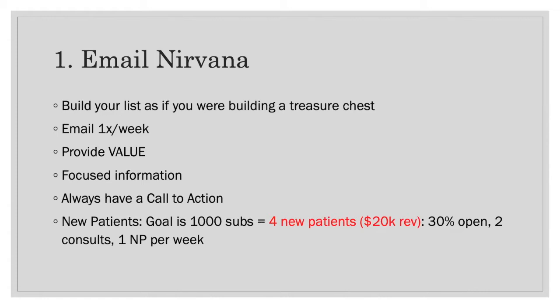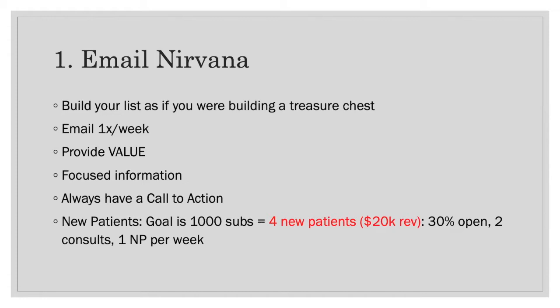Now what can we expect from this? Well, if we have about 1,000 subscribers, 1,000 people on our email list, and we email them every single week consistently and deliver value, we can expect about 4 new patients a month. So at $5,000, that's $20,000 in revenue. And you may be thinking, wow, maybe I should start building my list. Yes, you should.